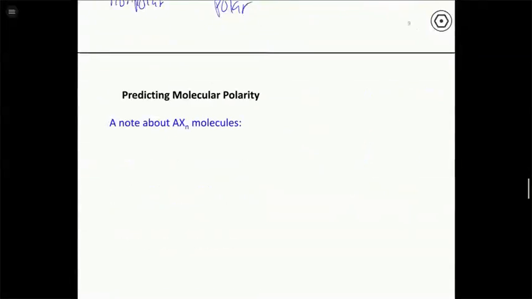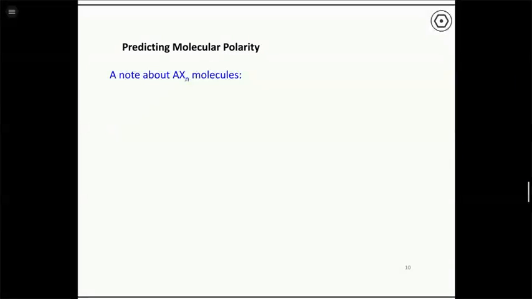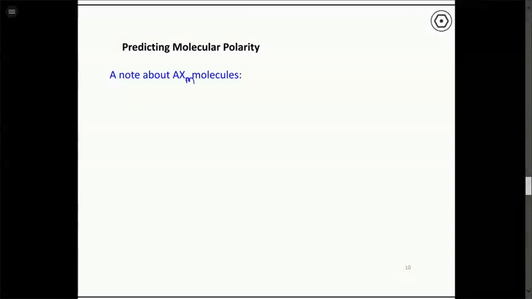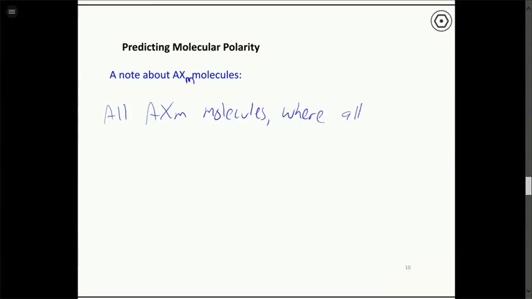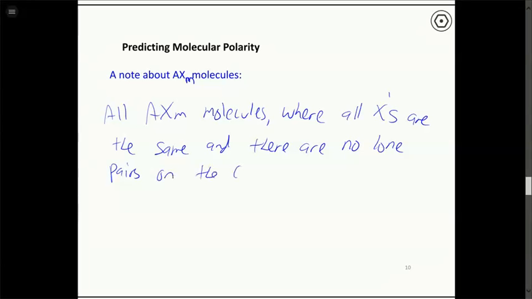So there's one more note I want to make, and it's about molecules that are AXM, which means they have no lone pairs. We've kind of already seen this, and this is one pattern you're definitely going to want to recognize that'll save you a lot of time. Sorry, I guess this should be AXM using the notation that we use. All right, so if you have an AXM molecule, all X's are the same, so you can't have 2 different outer atoms as we saw, and there are no lone pairs on the central atom, these are always going to be nonpolar.